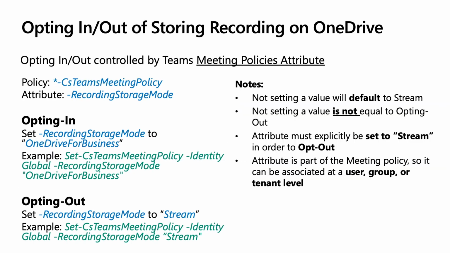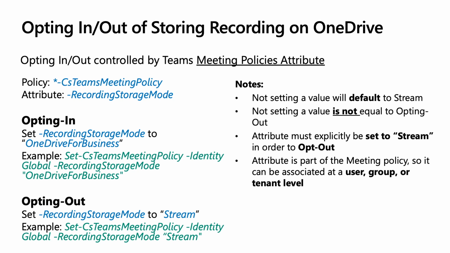Next, I want to talk about the opting in and opting out experiences. As we talked about before, at launch, only customers that opt in will be able to have their Teams meeting recordings automatically moved to OneDrive for Business. Afterwards, we will be moving into an opt-out experience. And then after that, we'll make it such that all Teams meeting recordings automatically go to OneDrive for Business.